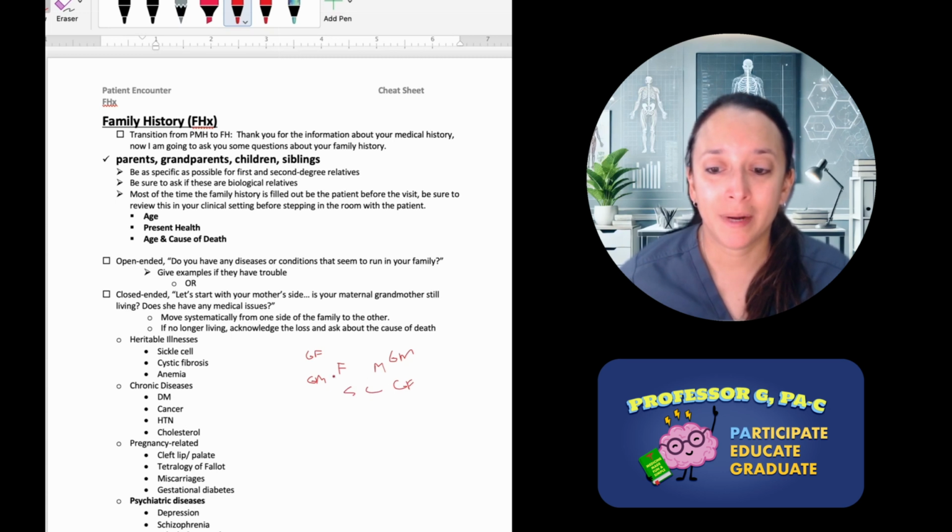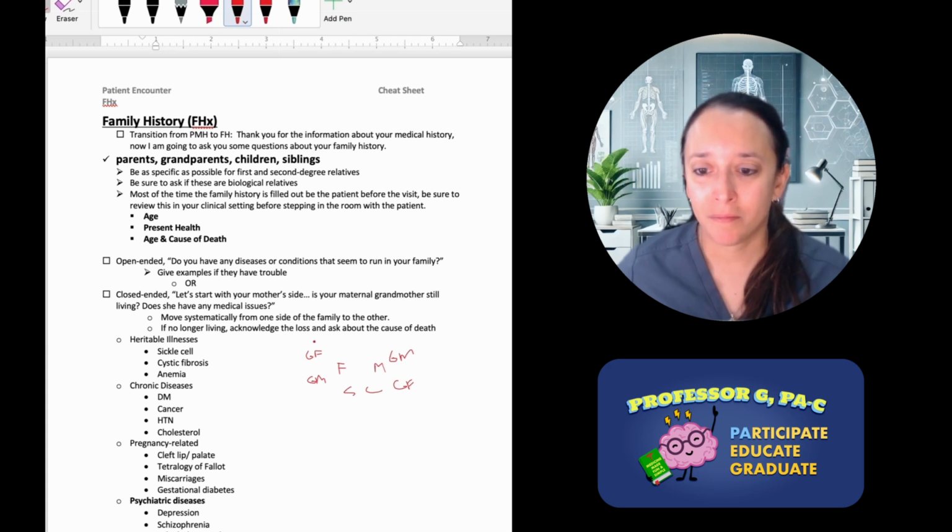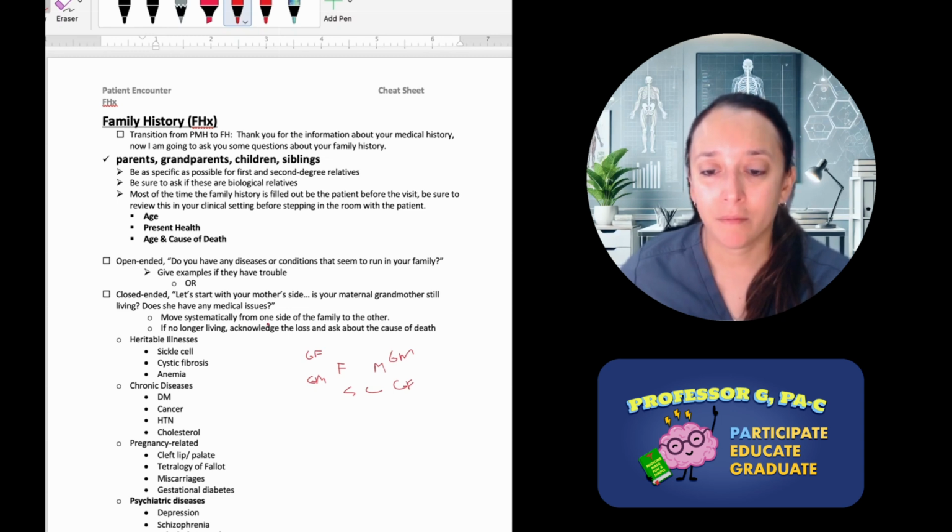And then that way, as I'm asking him, I'm like, okay, well, does your maternal grandmother, is she still living? Yes. Okay. Does she have any medical problems? Well, yeah, she has diabetes. Okay. Well, then if she gives you that, then you have to ask, how long has she had diabetes? How is her current health? Does she take any medications? Is she compliant? You can ask a bunch of questions about it, but after that, you click this off.